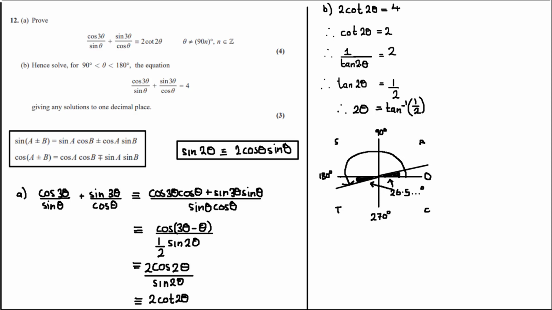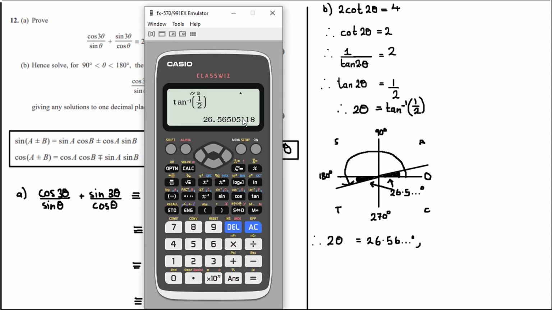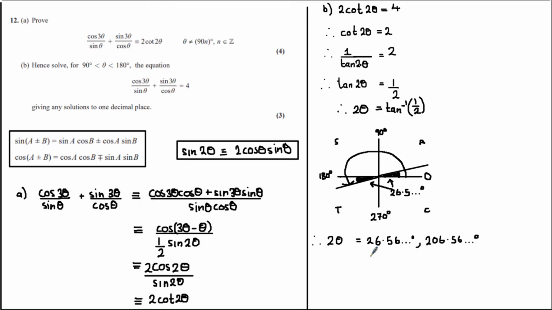And therefore 2 theta is equal to the first principal solution being 26.56 and so on degrees, and our other principal solution which is 180 plus the value we've just calculated, which is equal to 206.56 and so on. So we now have our principal solutions for this angle 2 theta. Now we need to work out whether there are other solutions in its interval and if these principal solutions actually lie within the allowed interval.